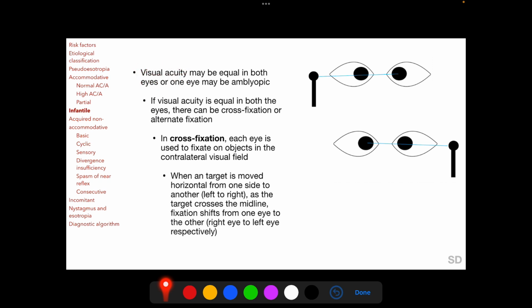Visual acuity of a patient with infantile esotropia may be equal in both eyes, or one eye may be amblyopic. If visual acuity is equal in both eyes, there can be cross fixation or alternate fixation. Cross fixation is an important term for infantile esotropia, wherein each eye is used to fixate on objects in the contralateral visual field. So when we move a target from the right visual field to the left visual field, when the target is in the right visual field, the left eye fixates on the target, and when the target is moved across to the left visual field, the right eye takes up fixation of the target.